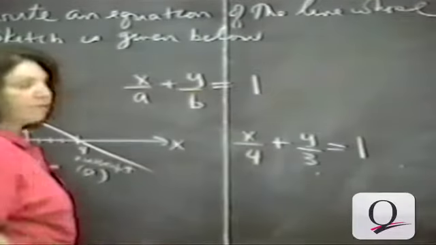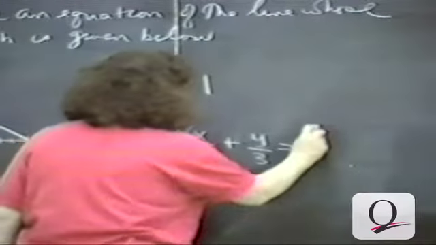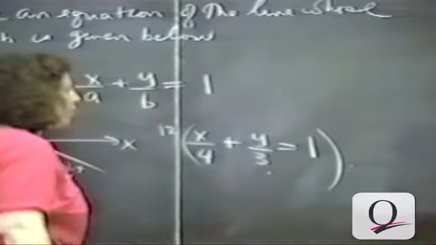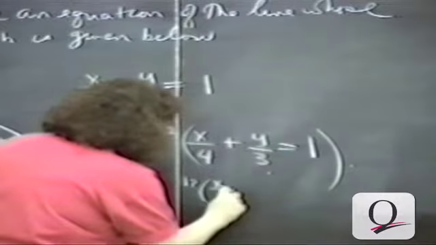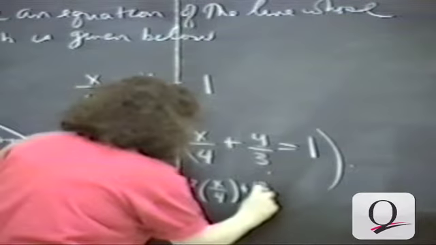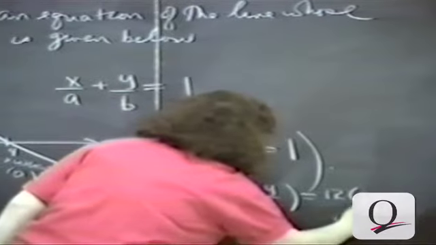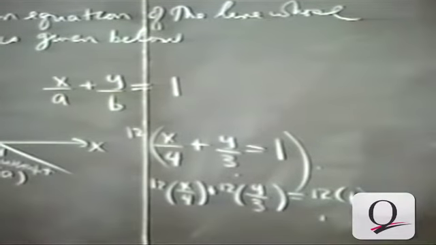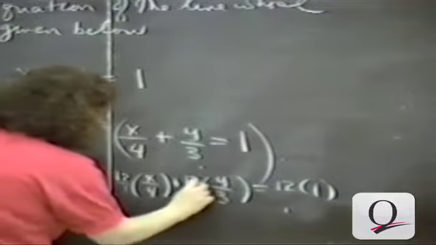So if we had to clear fractions, we'd multiply through by the LCD, which is 12. We'd multiply both sides of the equation by 12. And we would distribute it, so we'd have 12 times x over 4 plus 12 times y over 3 equals 12 times 1. Don't forget to multiply the right side by 12 as well. 12 is really 12 over 1.